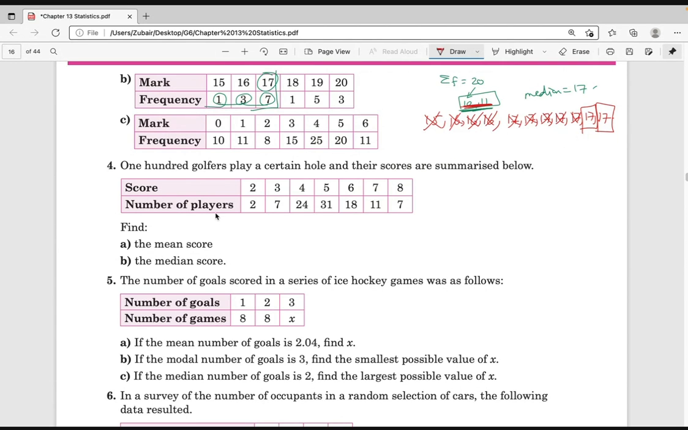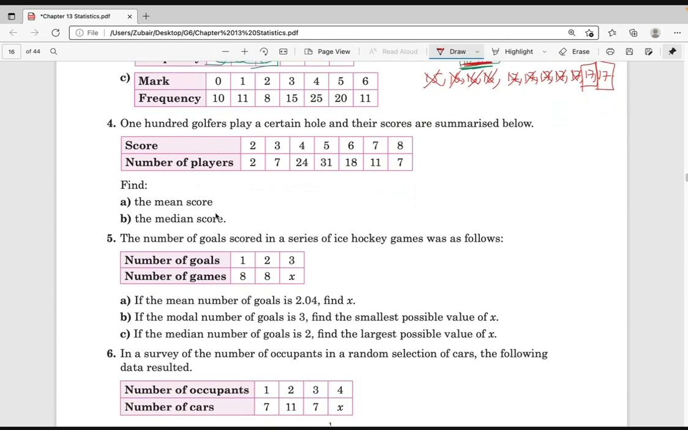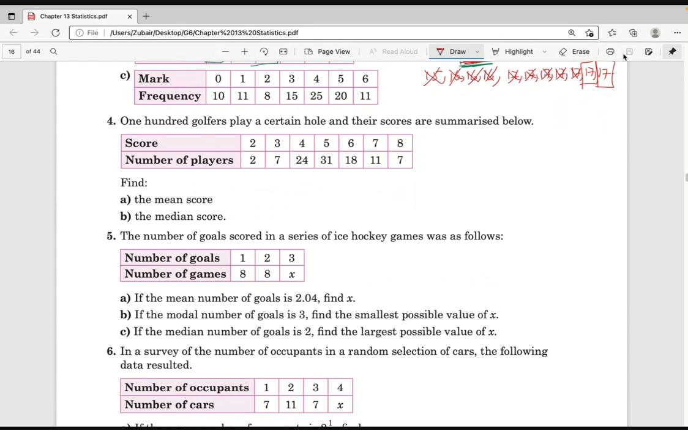Okay. Now C part. Only median, because we've practiced mean. Mode is straight away the common answer. Let's give some time to median.